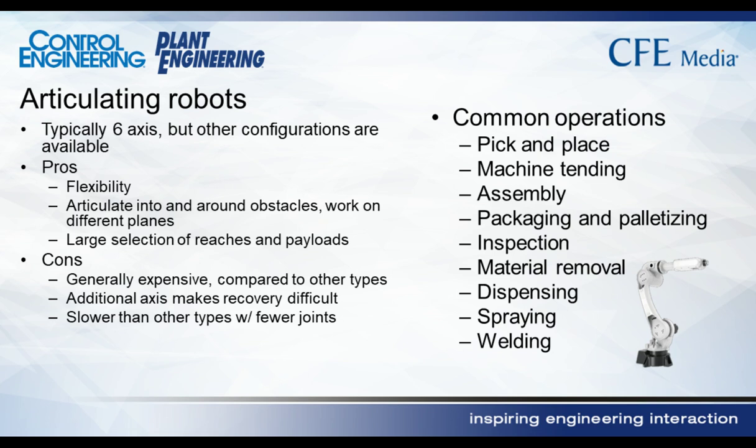Articulating robots also have the best ability to articulate into and around obstacles, as well as work on different planes due to their joints. The large selection of reaches and payloads also means there are models for small to very large projects. On the flip side, articulating robots are generally expensive compared to other types of robots. Their additional axes make them slower and more difficult to recover from faults than other types of robots.